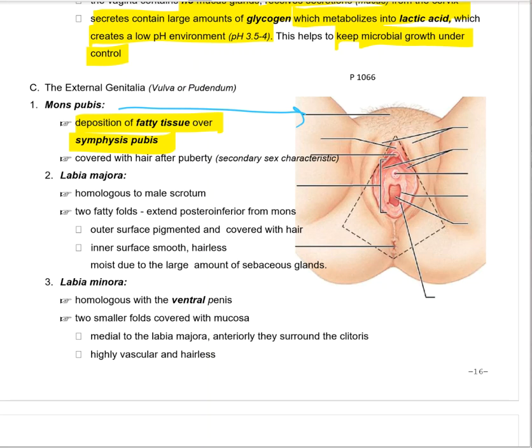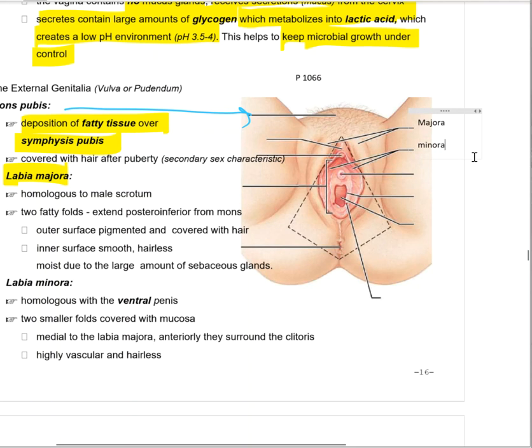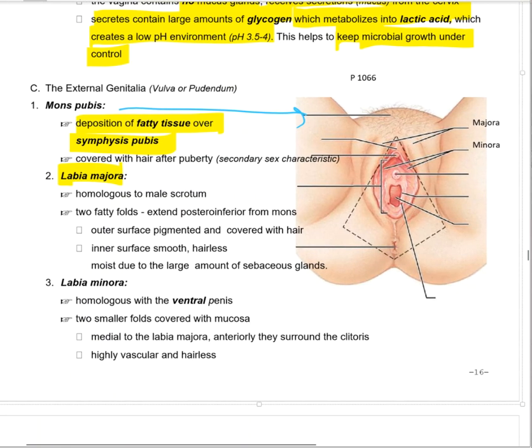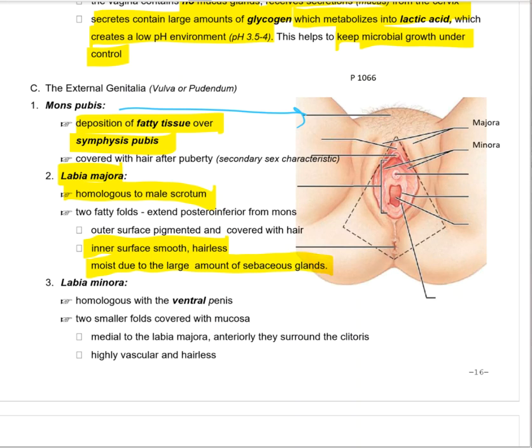So, for example, the labia majora, which is the outer, and I can type it in here. This is the majora, and this is the minora, labia, both. The majora is the outer folds, and is homologous to the scrotum in the male. That's good to know. Its outer surface is pigmented and covered with hair. The inner surface is smooth and hairless, and it is moist due to the large amount of sebaceous glands that are there. The minora is the inner part, and this is homologous with the ventral penis.